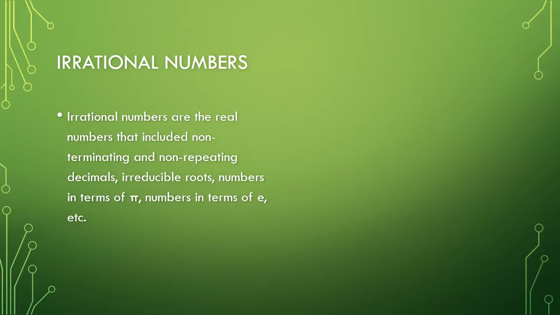To begin, let's look at the irrational numbers. Irrational numbers include our non-terminating, non-repeating decimals, our irreducible roots, and our numbers that include an irrational number like pi or e. Here are a few examples.